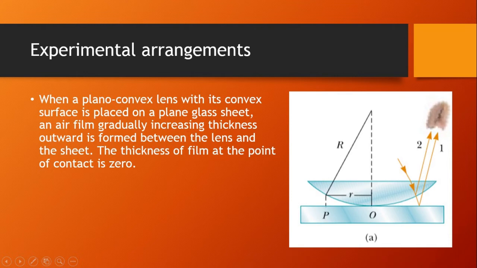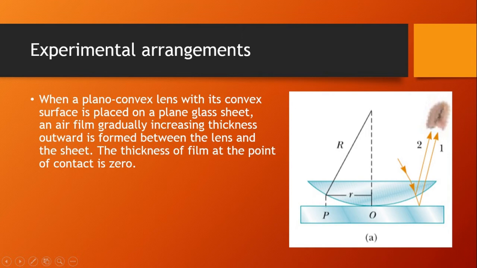Ray 1 undergoes a phase change of 180 degrees upon reflection because it is reflected from a medium of higher refractive index, whereas ray 2 undergoes no phase change because it is reflected from a medium of lower refractive index. So the constructive and destructive interference are obtained respectively.